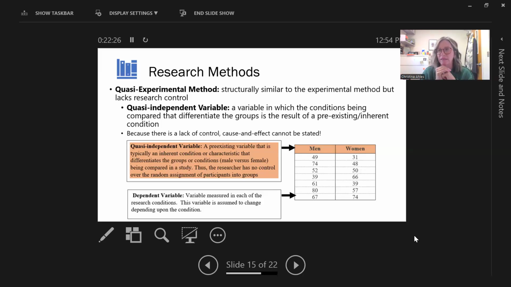So that would be a quasi-experimental method using a quasi-independent variable. Over the course of the semester, you might hear the term independent variable used even when we're using quasi-independent research or quasi-experimental research. They often are used interchangeably, but we need to be very careful that we know that it's a quasi-experimental method rather than a true experimental method, because we cannot state cause and effect because of that quasi-independent variable. So that is the third research method that we use.